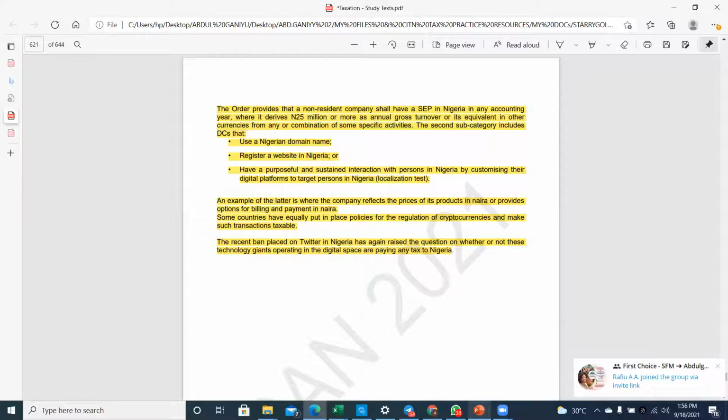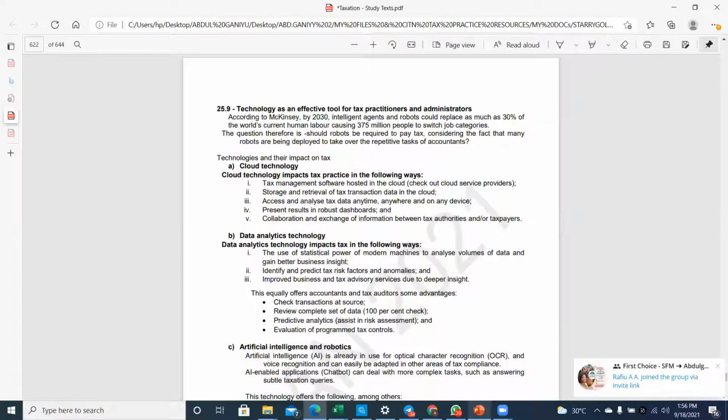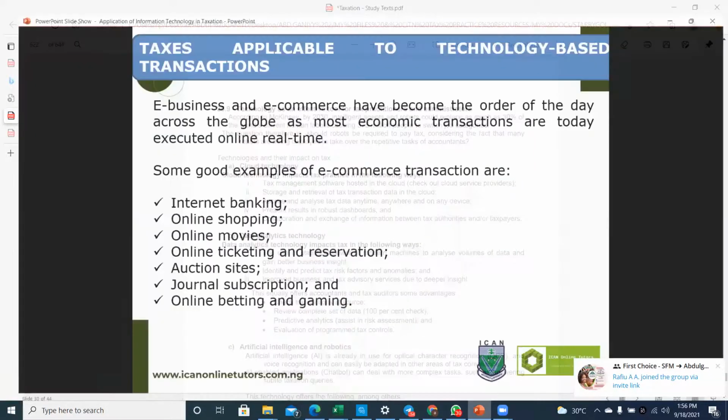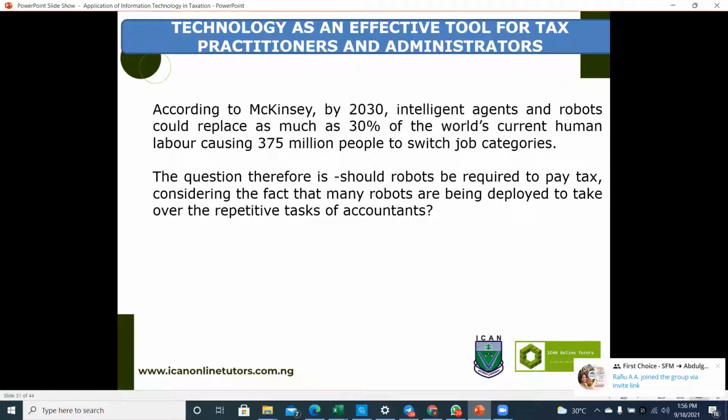Some countries have equally put in place policies for the regulation of cryptocurrencies and make such transactions taxable. The recent ban placed on Twitter in Nigeria has again raised the question of whether or not these technology giants operating in the digital space are paying any tax to Nigeria. Now let's look at technology as an effective tool for tax practitioners and administrators.